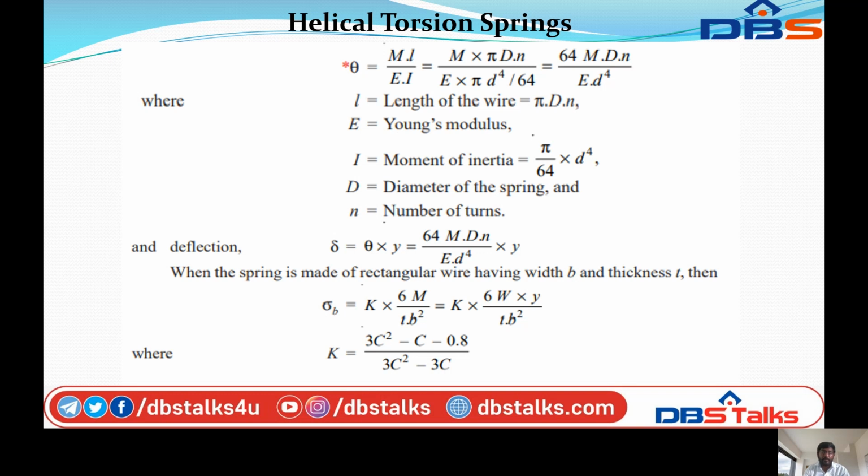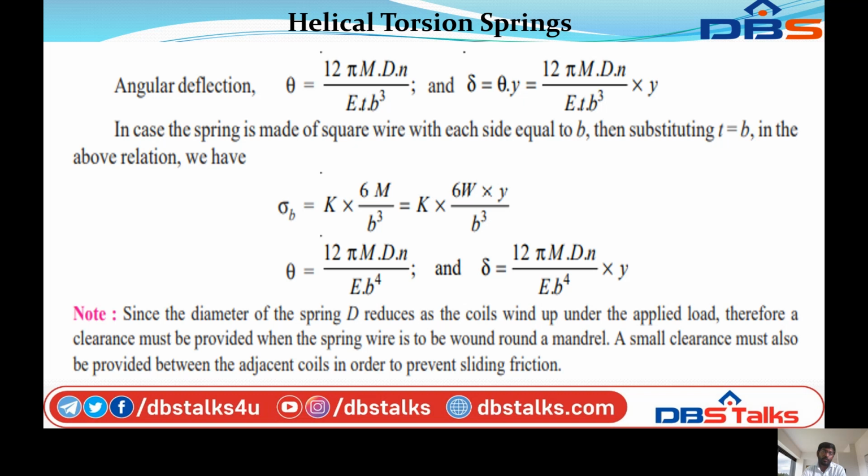When the spring is made up of rectangular wire having width b and thickness t, then sigma b is equal to K into 6M by t into b square, that is equal to K into 6 into W into y by t into b square, where K is equal to (3C squared minus C minus 0.8) by (3C squared minus 3C). So angular deflection theta is equal to 12 into pi into capital M into capital D into n by capital E into t into b cube, and delta is equal to theta into y, equal to 12 into pi into M into D into n by E into t into b cube into y.